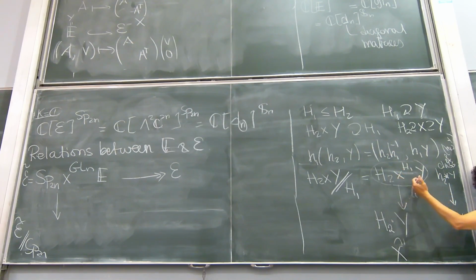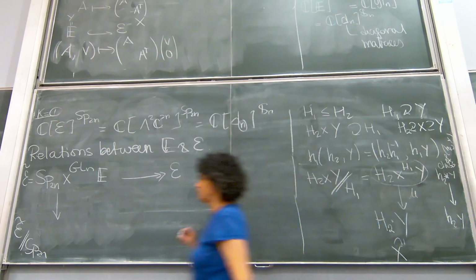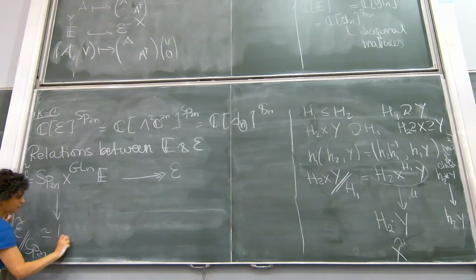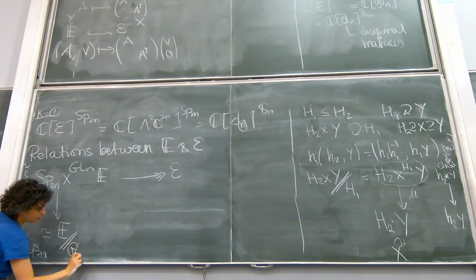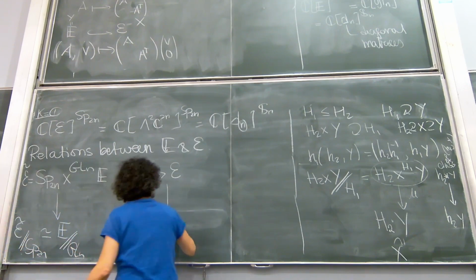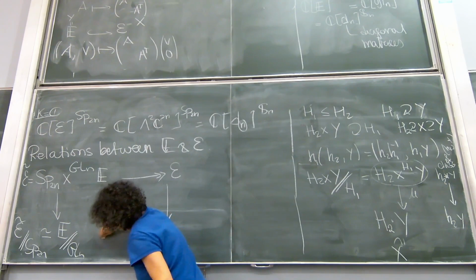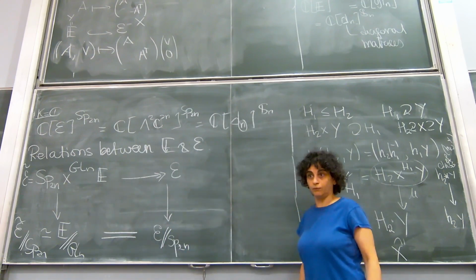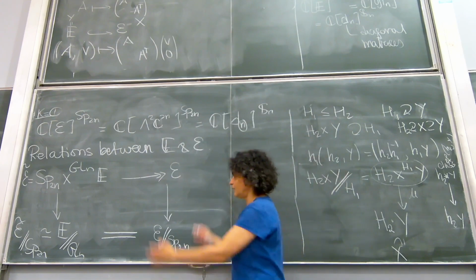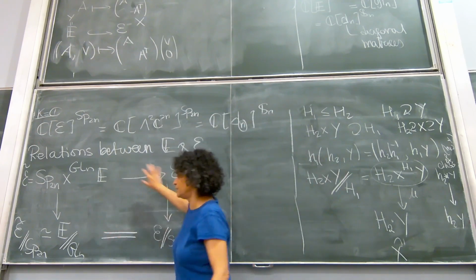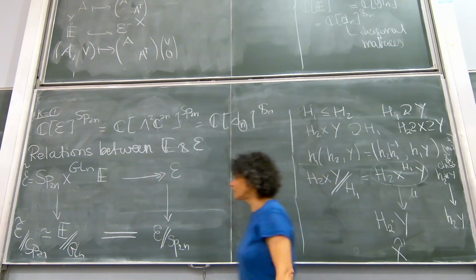You can take the spec of the invariant functions for H2, and this is the same as taking the quotient of Y for the action of H1. Of course, everything must be nice, but in this situation, the groups and the representations are nice. So this is always the case, equal to E over GLN. And if I go over here, this is E over Sp2N. And as we have seen in the example, it was observed by Springer, these two things are equal. So the picture you have is that these modules are related in this nice way.